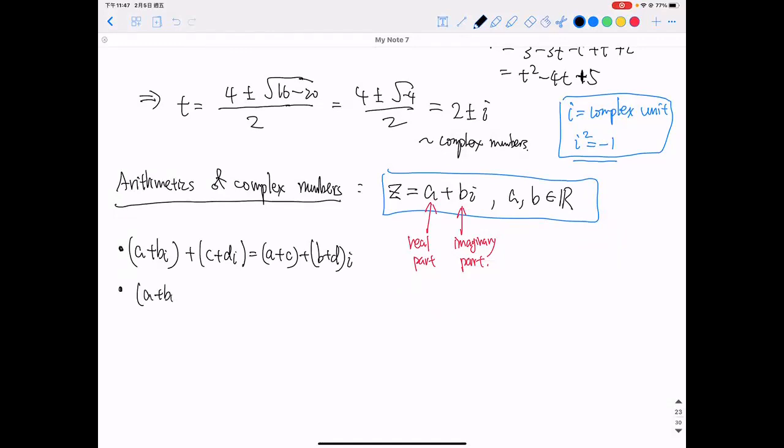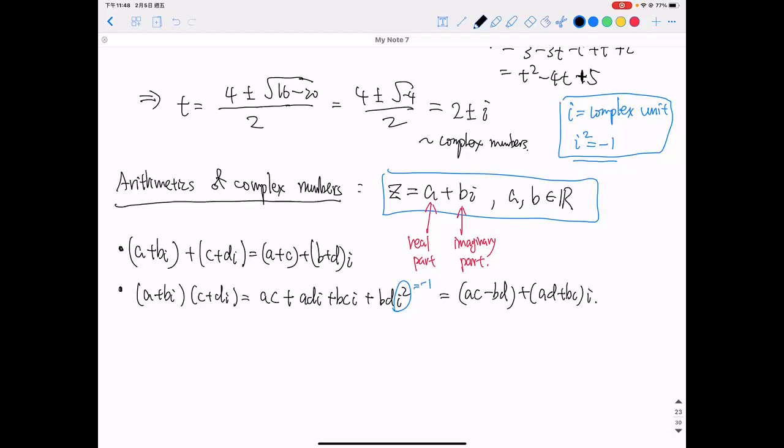Now (a plus bi) times (c plus di) is just, you multiply it as if these are numbers that you know already. So the distributive law applies. That's ac plus adi plus bci plus bdi squared. And i squared is -1. So this is really (ac minus bd) plus (ad plus bc)i.